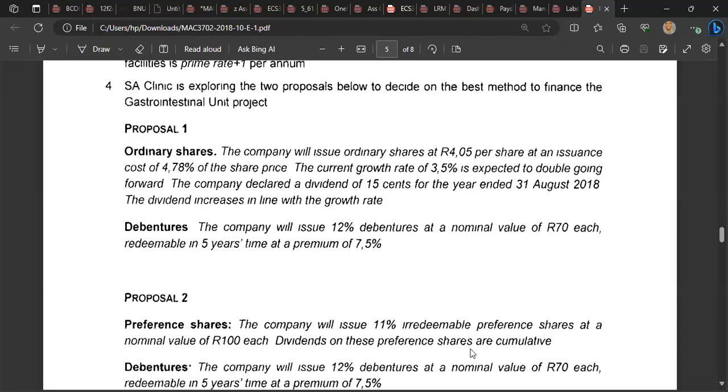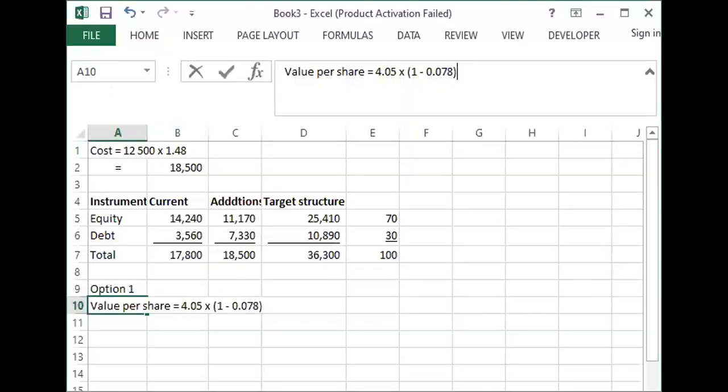So I'm going to write it down here on the side while I can see the figures, and then show you what I wrote. It's 4.05, and then we are multiplying that by 1 minus 0.078. All right, let me just share the screen so you see what I'm doing. This is what I've been writing.